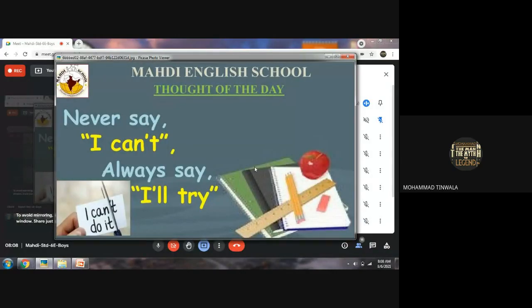Say, I can't. The internal feeling should be that you will try your best and you can do it. You can achieve whatever you want to. But your mind should be set in such a way that you get an internal feeling that you can do it. If you try, you will do it. That's for sure. Never say I can't for anything. Is that clear?